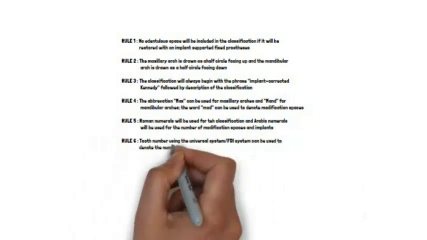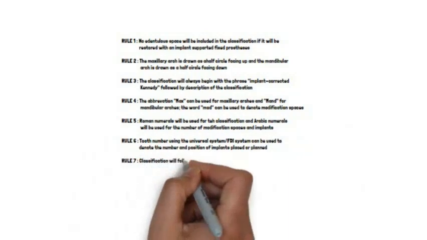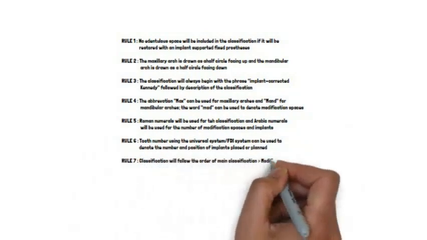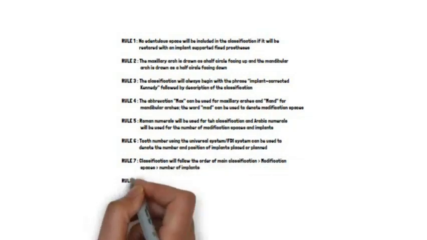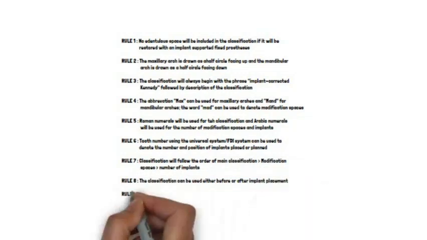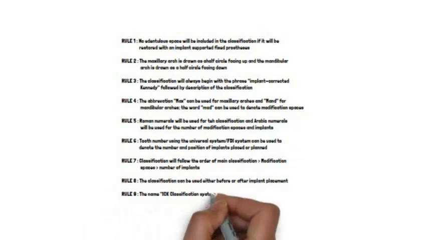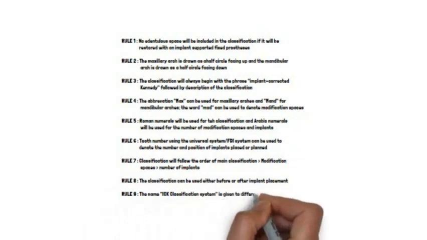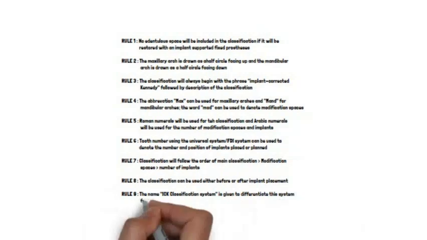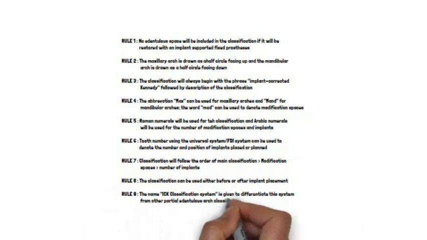Rule 6: tooth number using the universal system or FDI system can be used to denote the number and position of implants placed or planned. Rule 7: classification will follow the order of main classification and then the modification spaces and the number of implants. Rule 8: the classification can be used either before or after implant placement. Rule 9: the name ICK classification system is given to differentiate the system from other partial edentulous arch classifications.